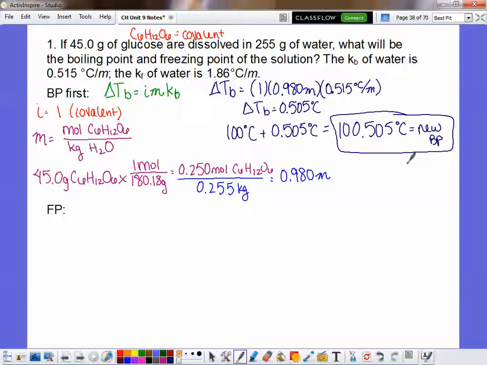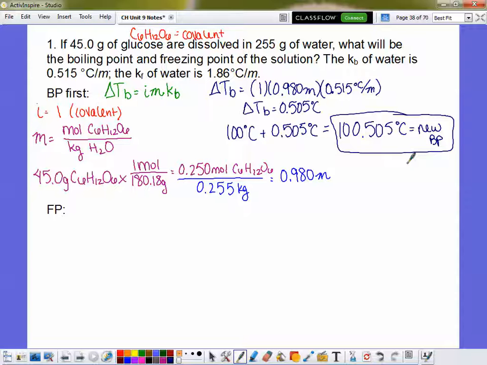And we could actually test this out. If I added exactly 45 grams of glucose to exactly 255 grams of water, mixed it up, put it on the hot plate, and once it started boiling, if I measured the temperature, I should get right around 100.505. That's not a huge difference, so it might be difficult to actually measure this in the lab, especially in our lab, because we cannot control a lot of the variables. But we could just add a whole bunch of solute to see how much it changes that boiling point by. Okay, but it would be increased by a little bit. The more we add, the more it would raise the boiling point.